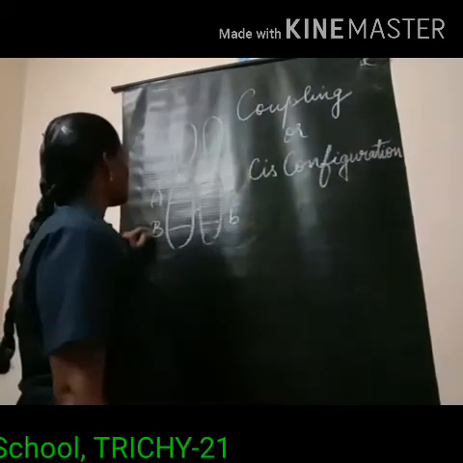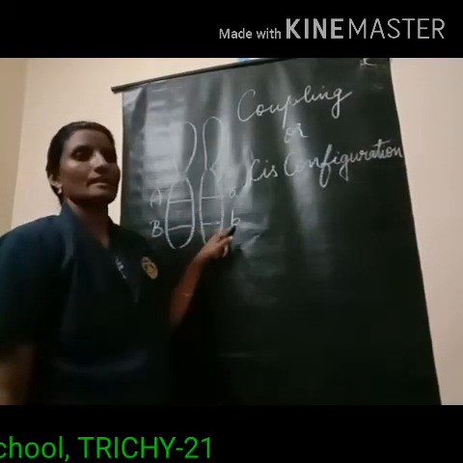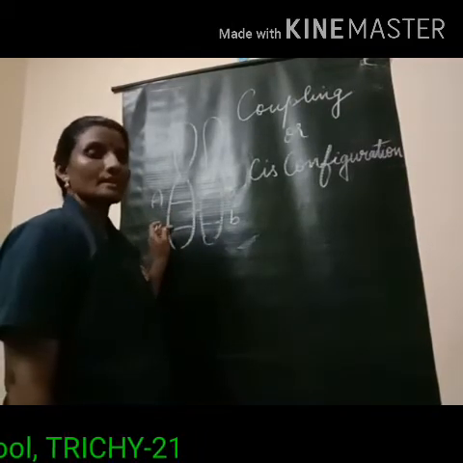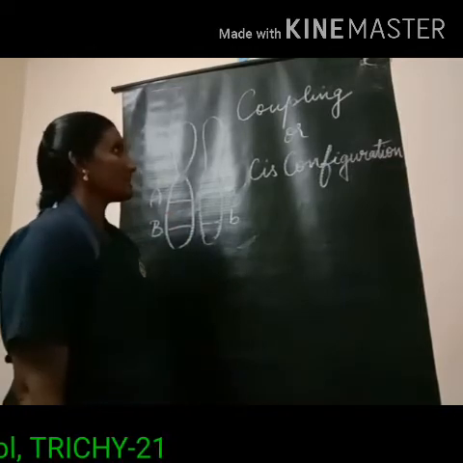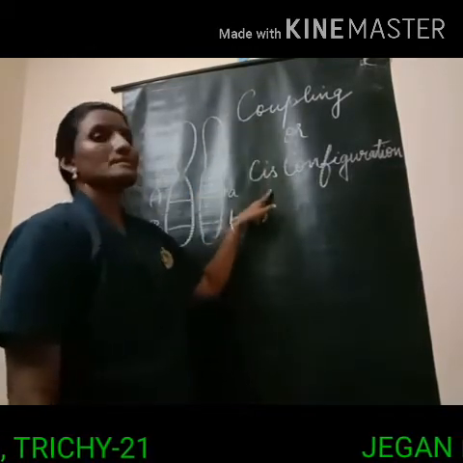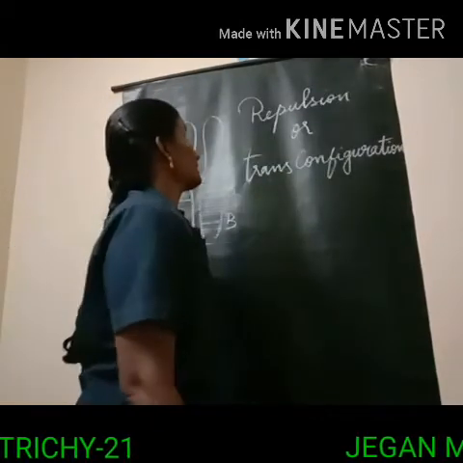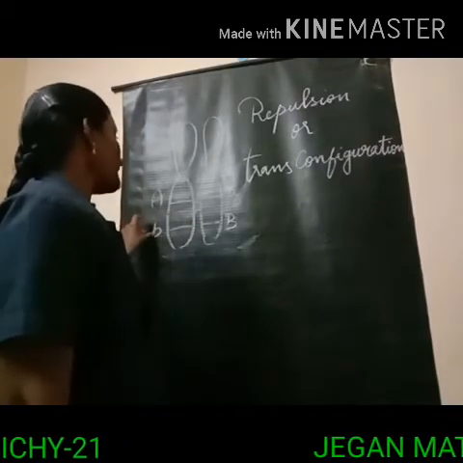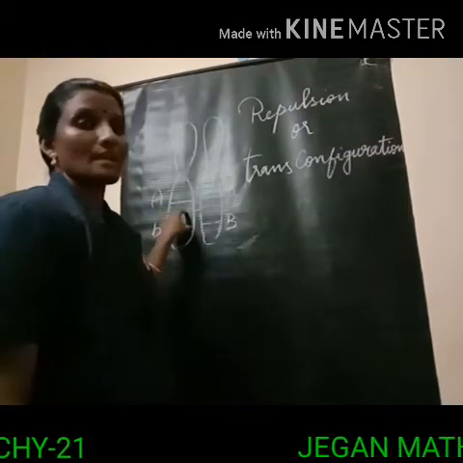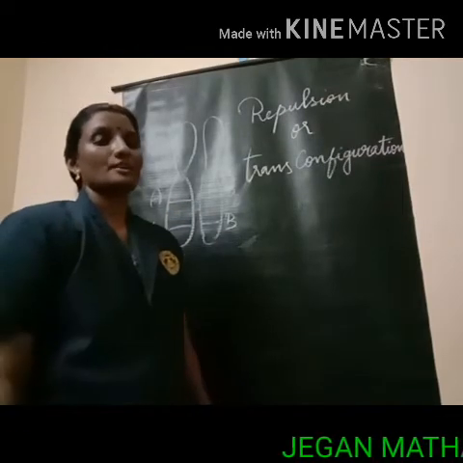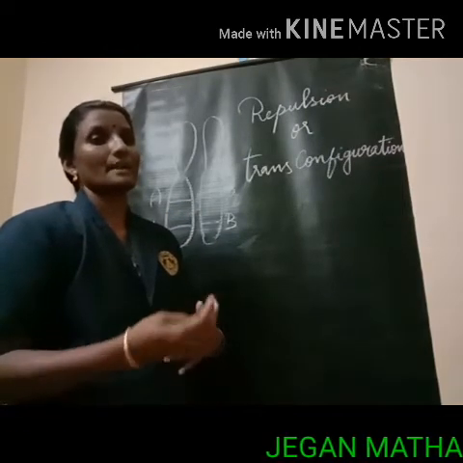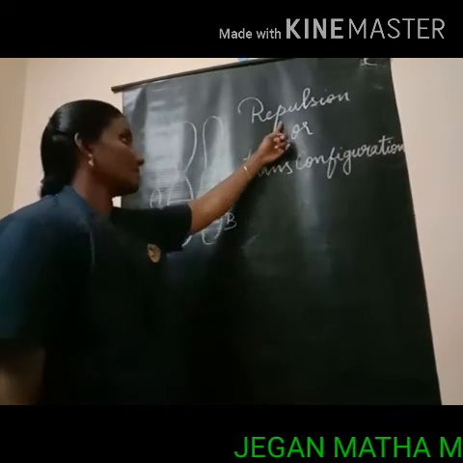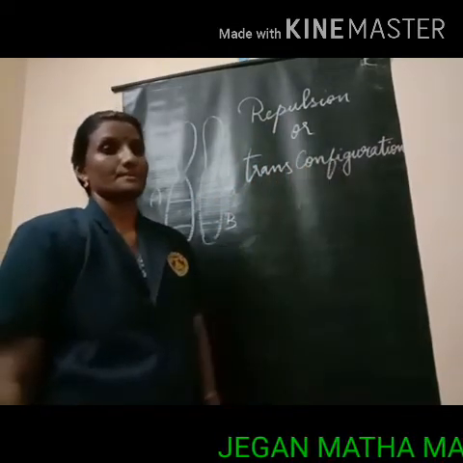When two dominant alleles or two recessive alleles occur on the same homologous chromosome, they will be inherited together in the same gamete, and this is called coupling or cis configuration. If a dominant gene and a recessive gene are present on the same homologous chromosome, they tend to be inherited apart. They separate during gamete formation, and this is called repulsion or trans configuration.